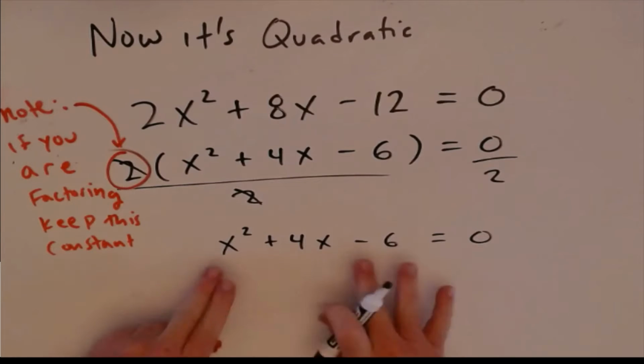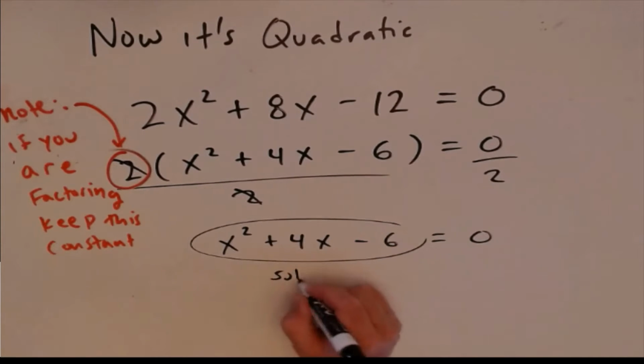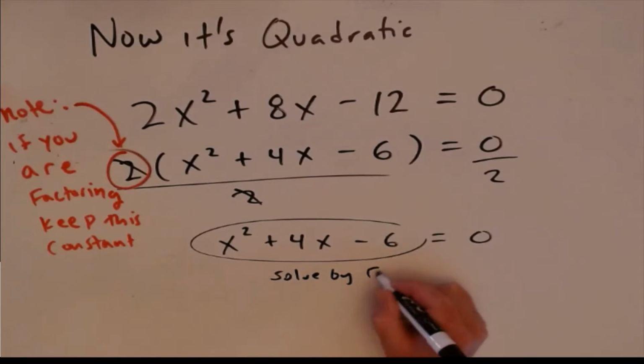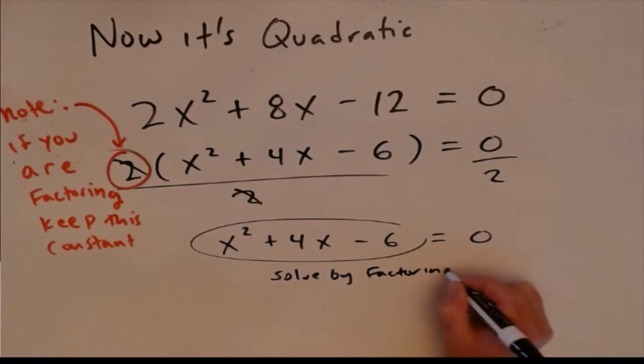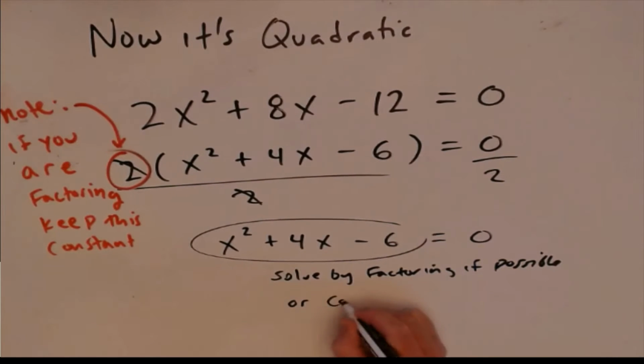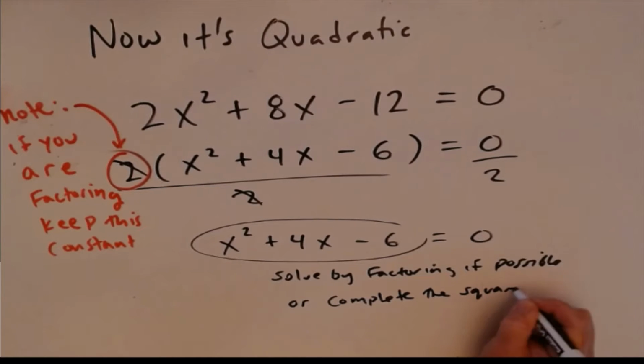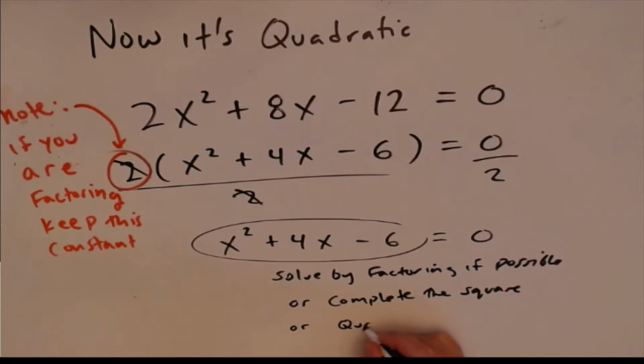All right, so now you have some choices here. You can either solve by factoring, continue to factor if possible, or you can use completing the square, or you can use the quadratic formula.